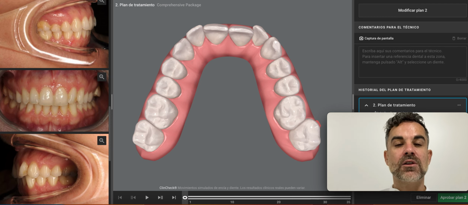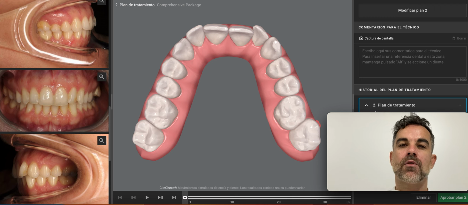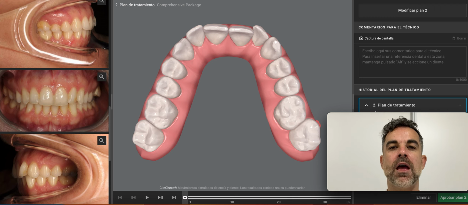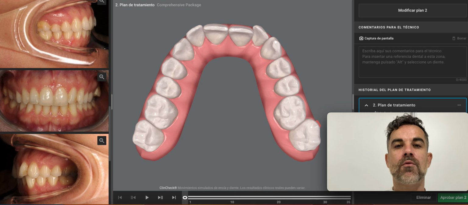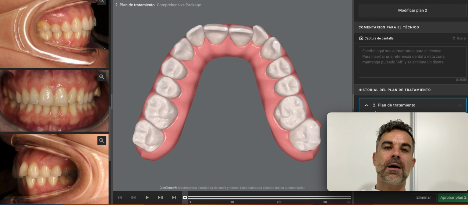That approach is not favorable since it would imply a complex root movement from a biomechanical perspective. Therefore, we have to address the midline shift during sagittal movements. We're going to see a case in which we're changing the position of the upper midline to the right to center it with the lower one and with the face during the proclination and the retroclination of the upper incisors.